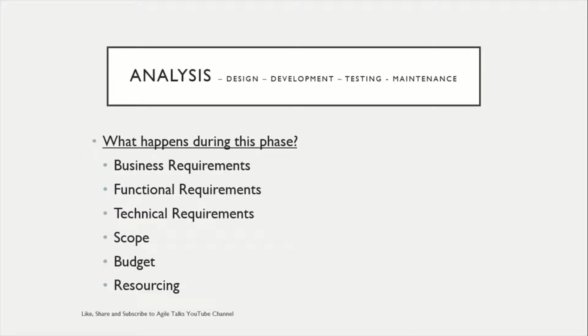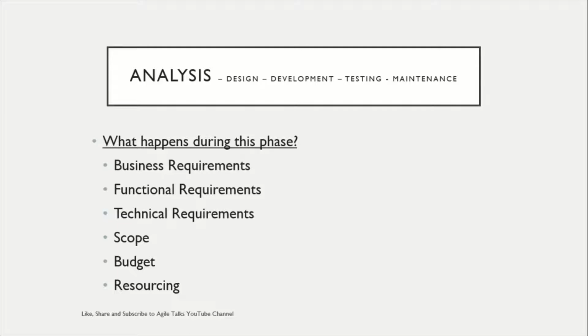Okay, now let's see what happens during the analysis phase, or the requirements analysis phase, you can call it either way. So this is what happens, right? The business requirements, functional requirements, technical requirements, the scope of the project, the budget, the resourcing, all these things will be discussed, right? So let's go one by one.